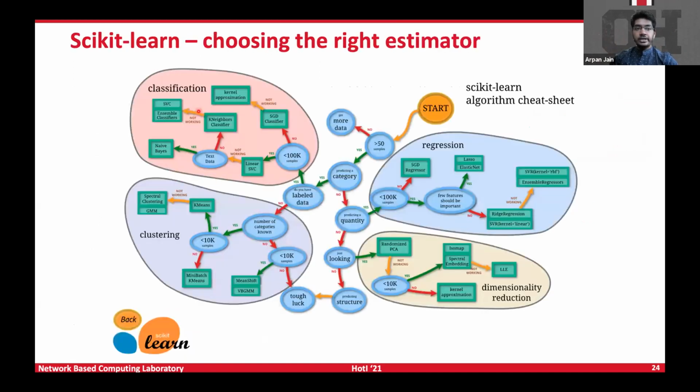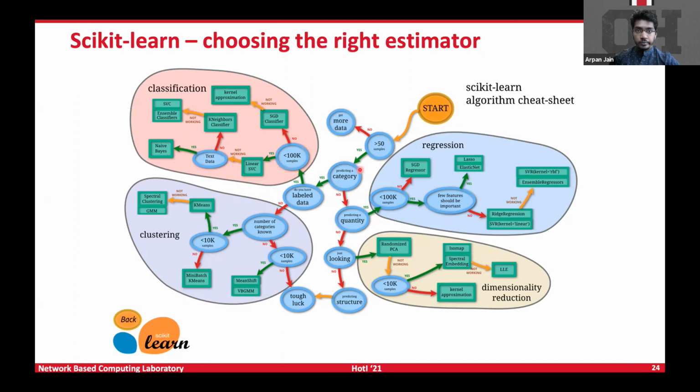Here we are giving just an overview of Scikit-learn. As Dr. Panda mentioned in the previous slides, we have different types of problems in machine learning. You may want to do classification or regression, dimensionality reduction or clustering. Based on this diagram, you can select the best algorithm from Scikit-learn. Let's say you want to do classification and you have less than 100K samples, then you might want to use linear SVC or other types of algorithms. But if you have more than 100K samples, then you can use the SGD classifier, which is very similar to deep neural network training.